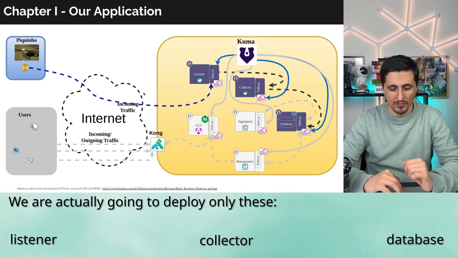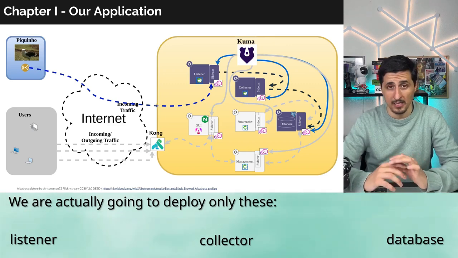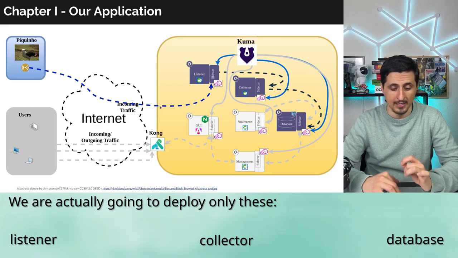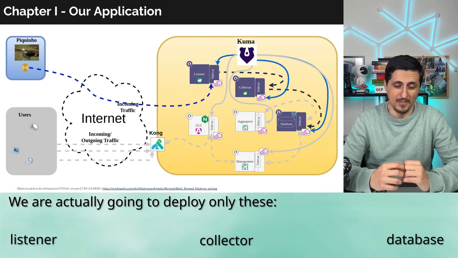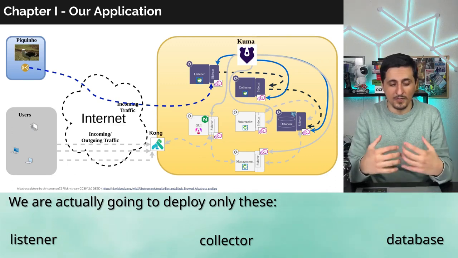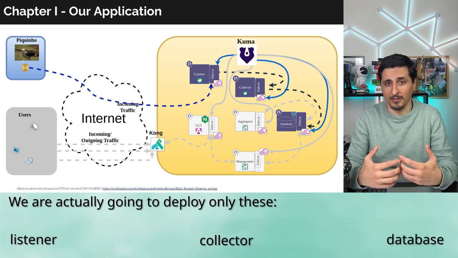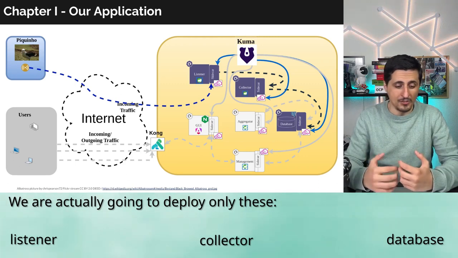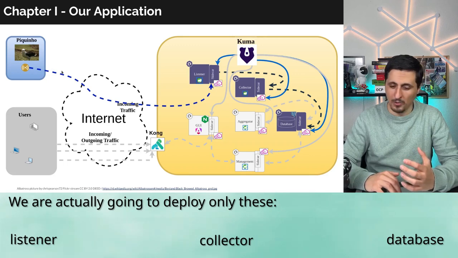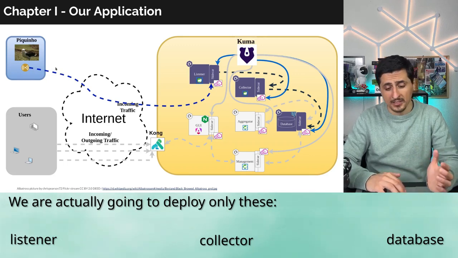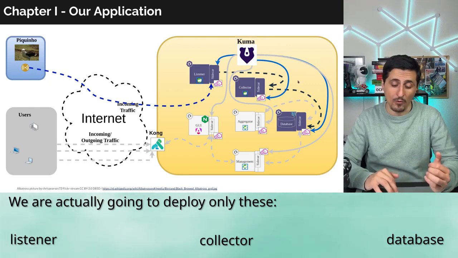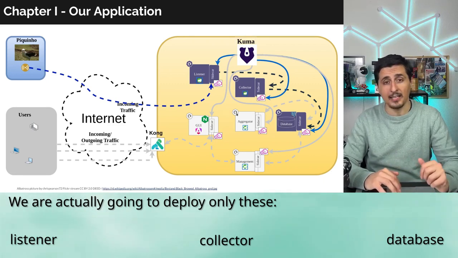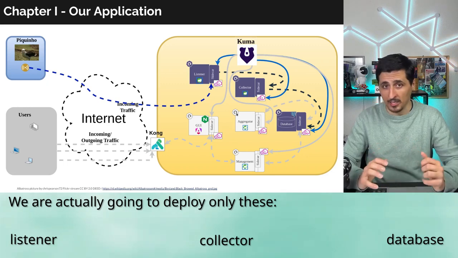And if you notice, I have removed the Kong gateway from this diagram. And the reason for that is that this is about Kuma. This is not about the Kong gateway. So our video has to be as focused as possible on Kuma. And so we are going just to focus our application on the data flow from the sensor up to the listener, relay to the collector, and then finally to the database. And we will have all of that managed by Kuma inside our network in our organization.